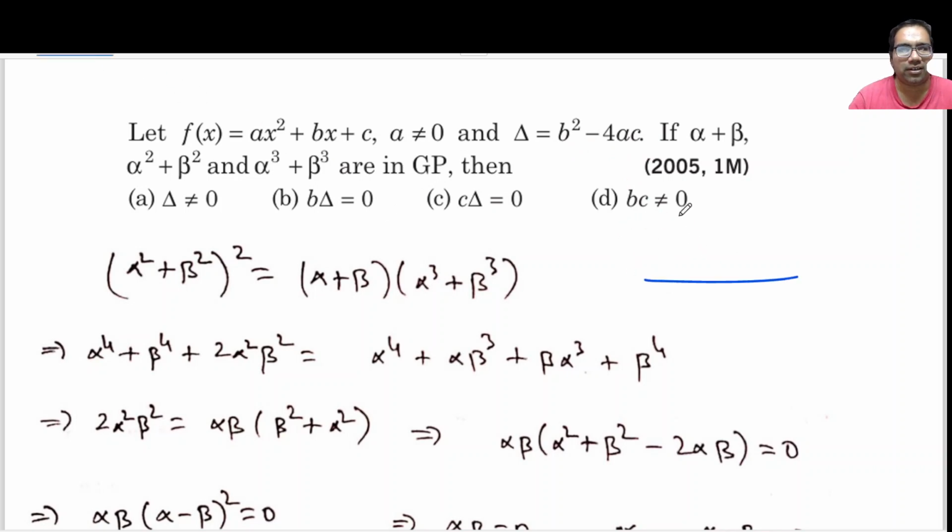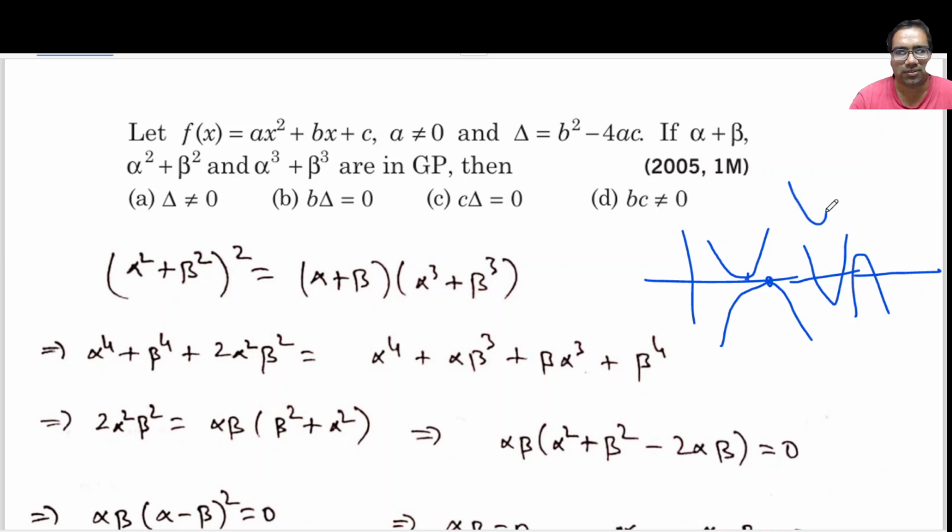You can draw the graph like this. If b square minus 4ac is 0, then both roots will be same. Either it will be like this or like this. If it is greater than 0, that means two real roots, either this one or like this. If b square minus 4ac is less than 0, the graph goes something like this. It will not touch the x-axis, so the roots are imaginary. They are not real.